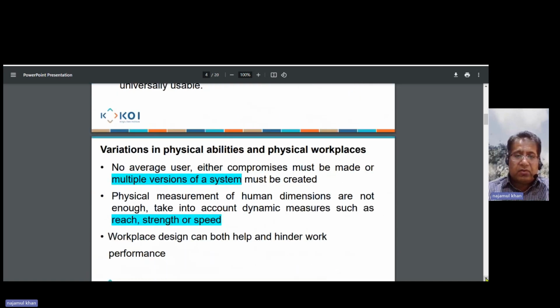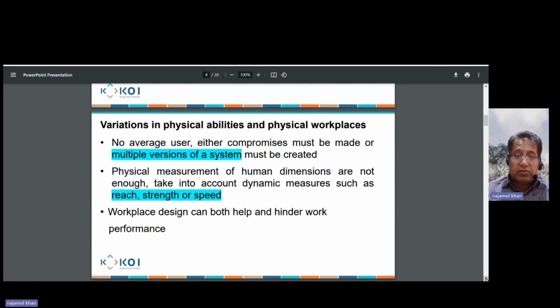Okay, the next thing, which is also a very important one, is variations in physical abilities and physical workplaces. For average users, either compromises must be made, or multiple versions of a system must be created, which is really not easy to do.